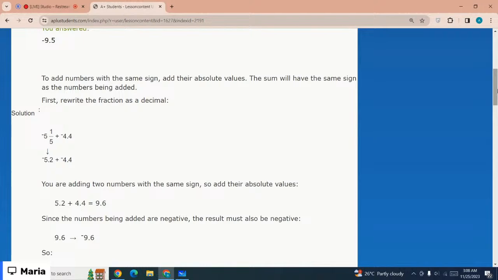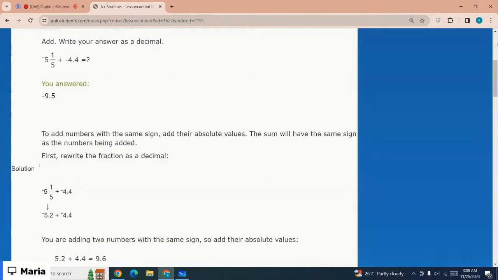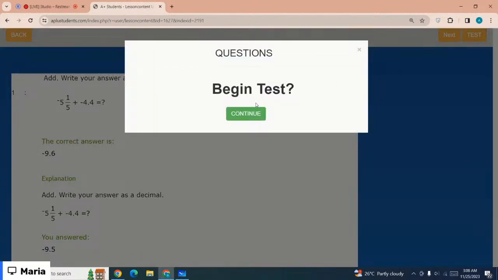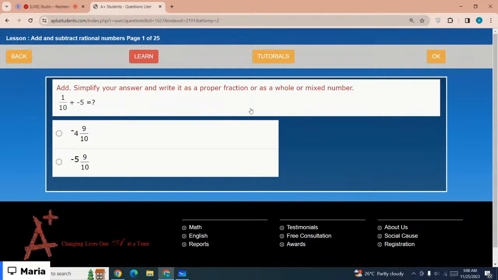So that would be negative 9.6, right? Let's just start with the test questions. Okay, add 1 over 10 plus negative 5. So you need to add them.